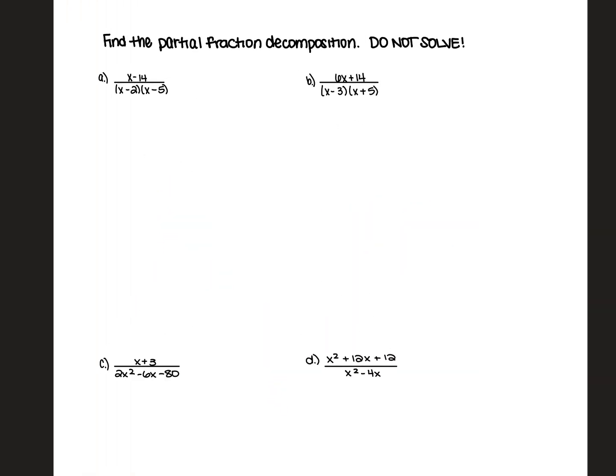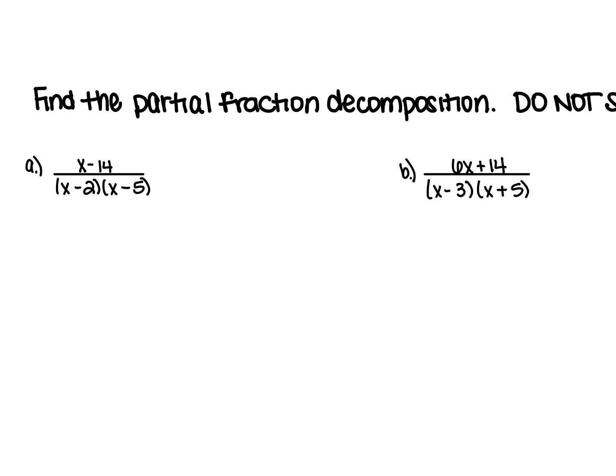If we look at some examples, we're writing just the partial fraction decomposition. We are not solving. For A, we have x minus 14 over x minus 2 times x minus 5. This one is factored for you, so you do not have to do that step. Instead, label one of parts A, the other part B. Give yourself your two fractions. This is going to be A over x minus 2 plus B over x minus 5.